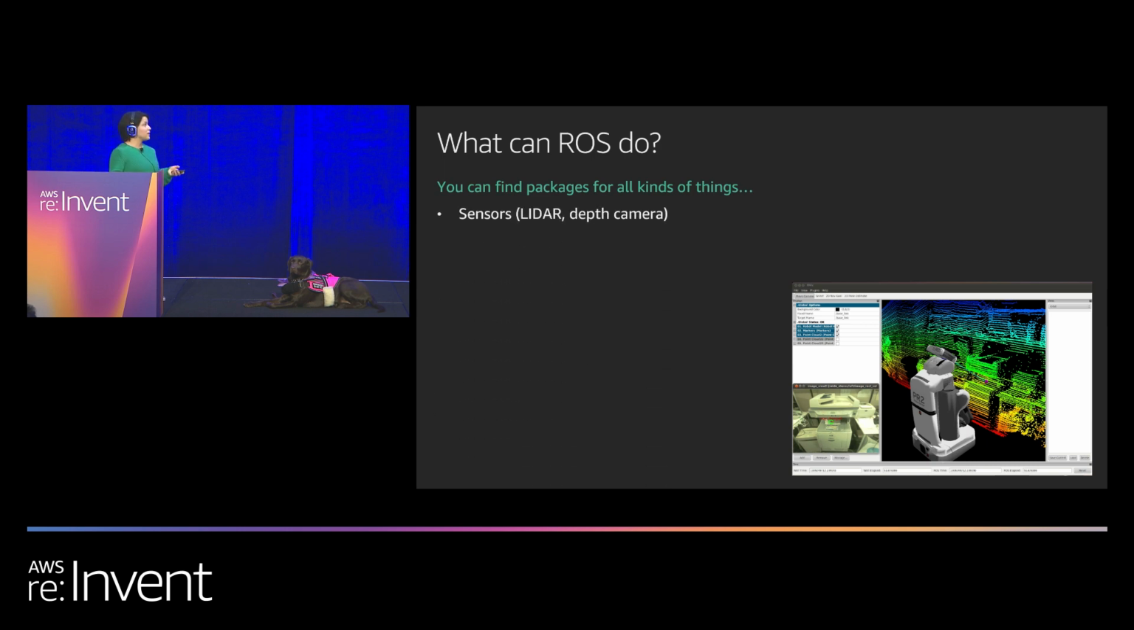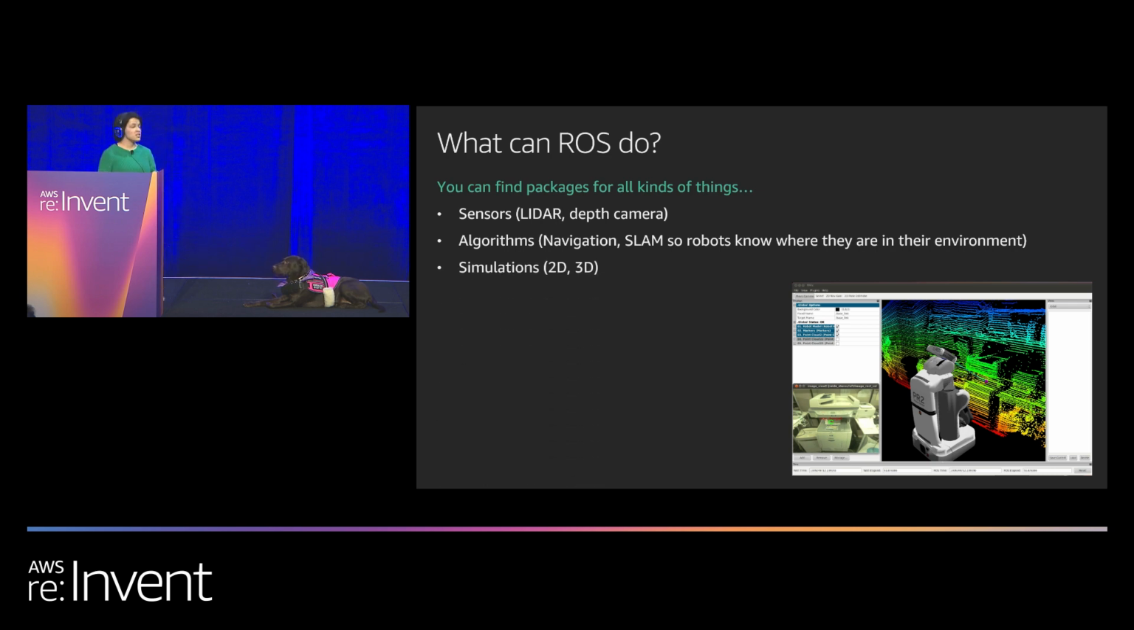You'll find packages for things like sensors, LiDAR, depth cameras, and definitely all kinds of different algorithms related to navigating and mapping your environment. Simulations, both in 2D and 3D. And of course, the much needed debugging tools. It's an incredibly rich ecosystem. And we really do think that in terms of commercial robots, ROS could turn out to be kind of like the Linux, but for robotics.